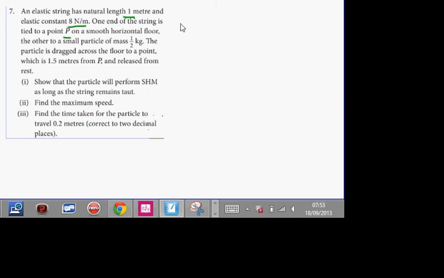Okay, so what we have here is we're going to have P, which is here. We're going to have our distance from the wall to the equilibrium point. We'll call it here. So this is our point here. So length of 1 meter and elastic constant 8 newtons per meter. One end of the string is tied at point P on a smooth horizontal floor, the other to a small mass of a half a kilogram. The particle is dragged across the floor to a point which is 1.5 meters from P and released from rest. Show that the particle will perform simple harmonic motion as long as the string is taut.